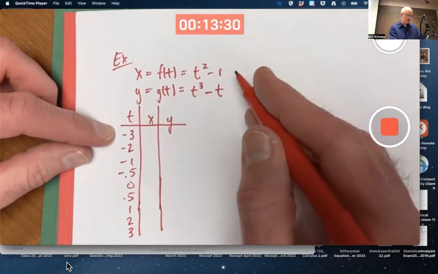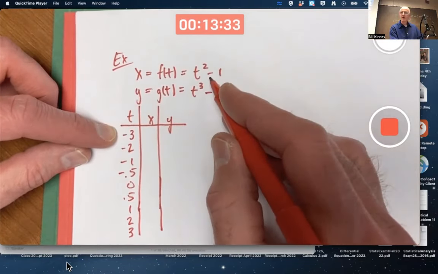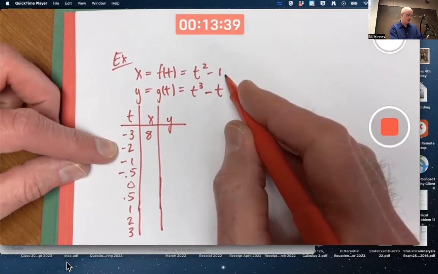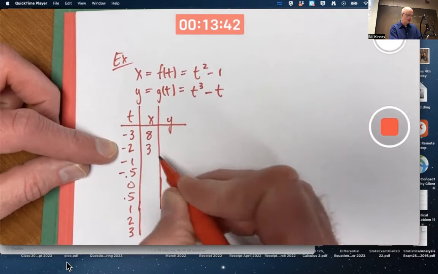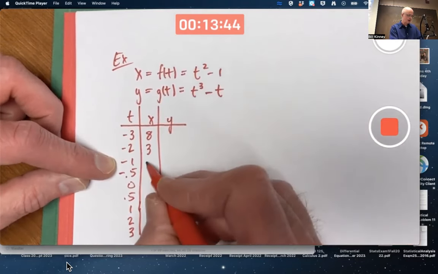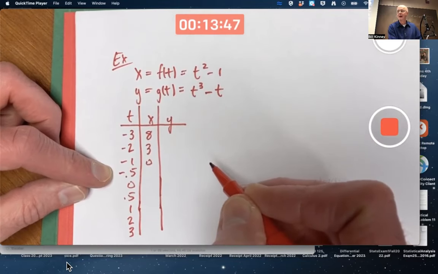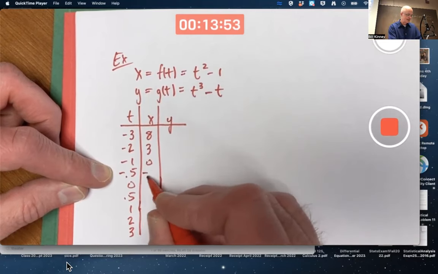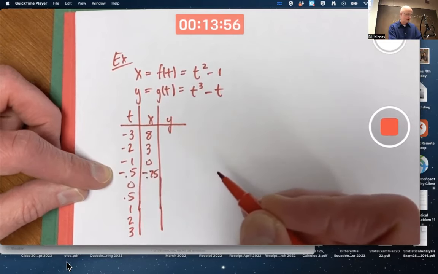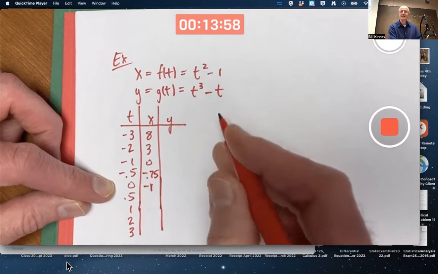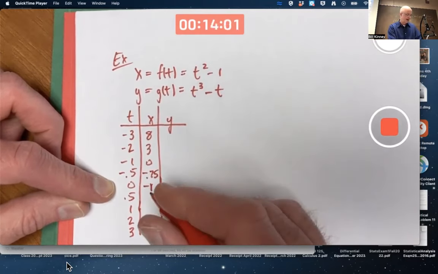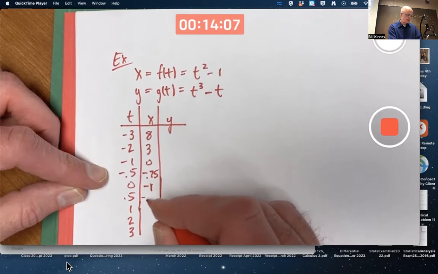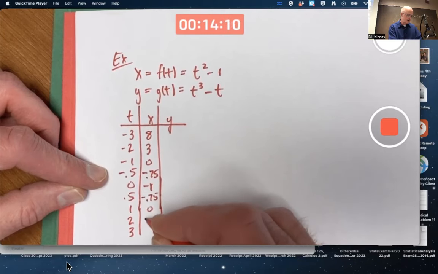Plug in some numbers, first into f. -3 squared is +9, minus 1 is +8. -2 squared is 4, minus 1 is +3. -1 squared is +1, and minus 1 is 0. -0.5 squared is +0.25, minus 1 is -0.75. Plug in 0, get -1. Yeah, f is an even function. The values to the right of 0 are going to match the values to the left of 0. So I'll go back to -0.75 here, 0, 3, and 8.